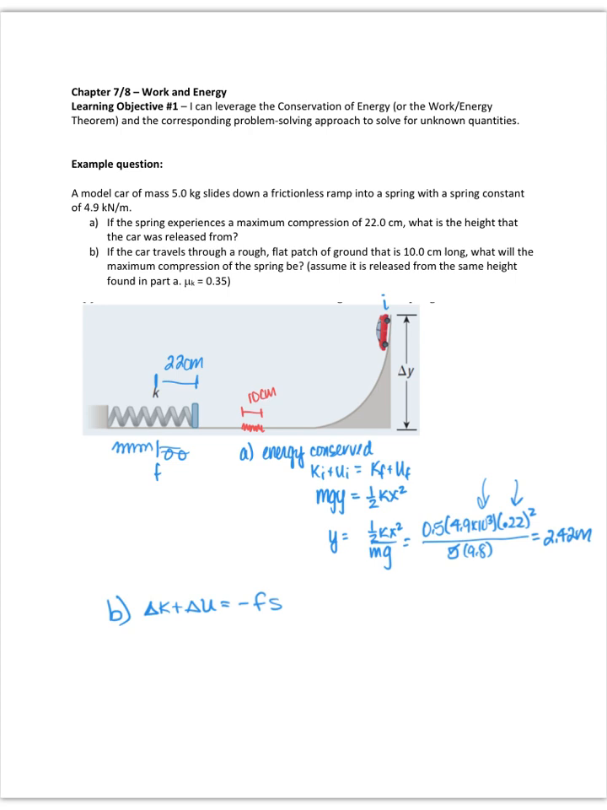If energy was conserved, this side would be equal to 0 because there would be no change in energy, but because of the friction, there is a change in energy. The change is negative because we end up with less energy than we had originally.